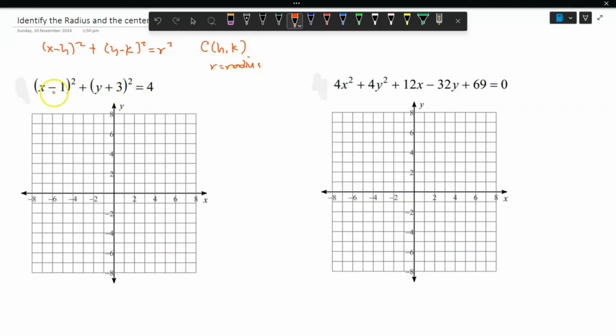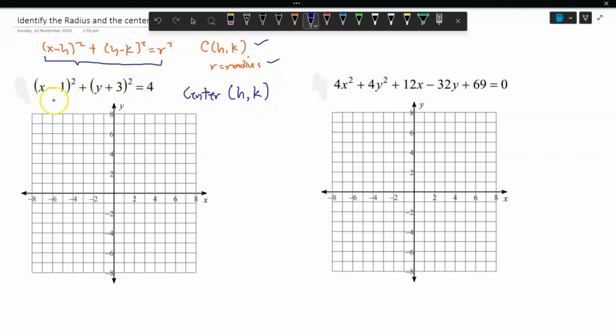And if you're going to look at our first equation, it actually follows this format, right? It follows this format. So it's easier for us to identify our center and of course our radius. So let's try to do that. The center, again, is given by h comma k.